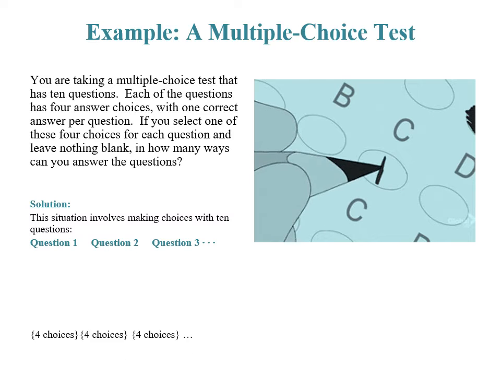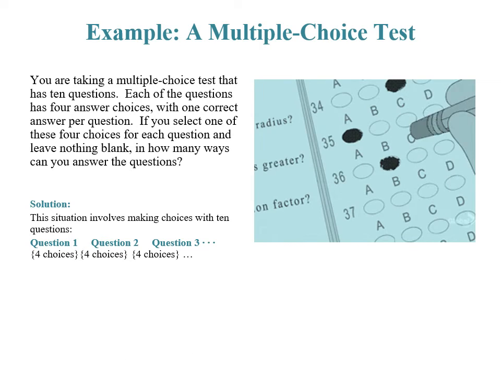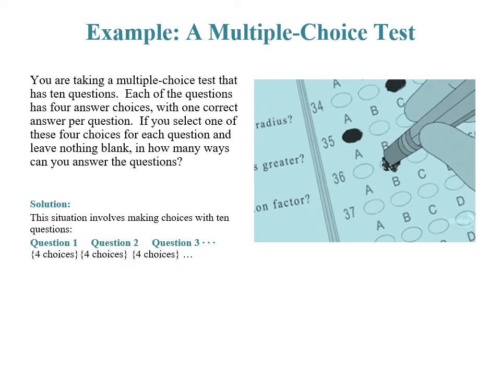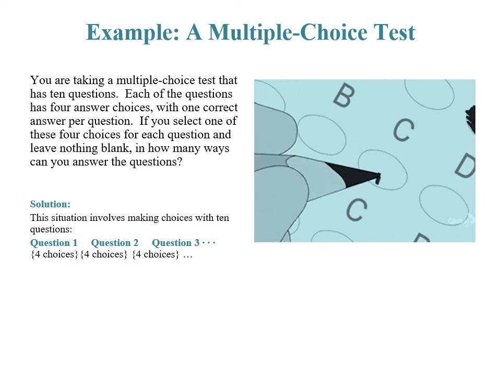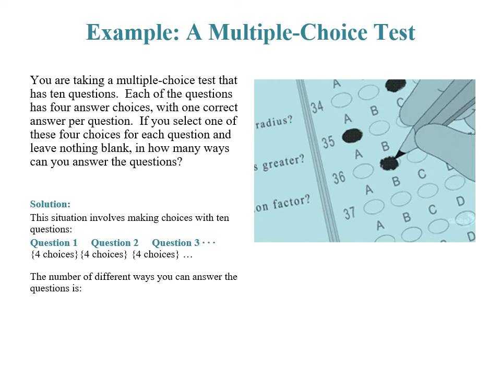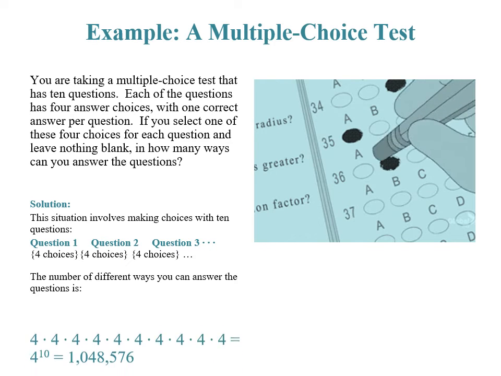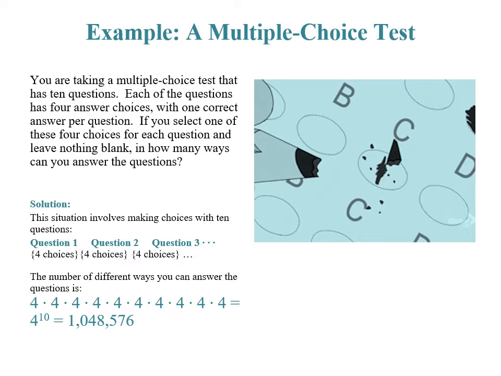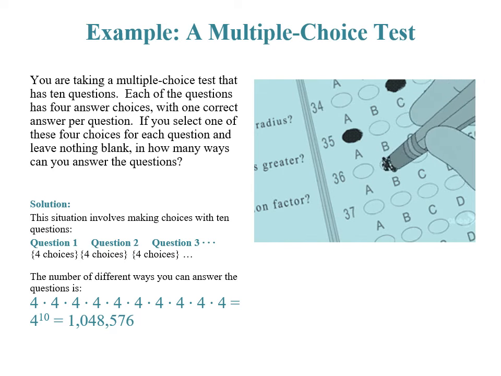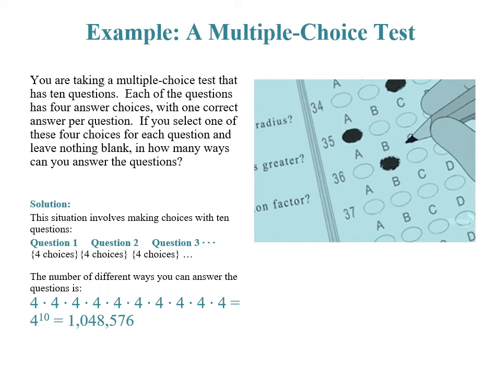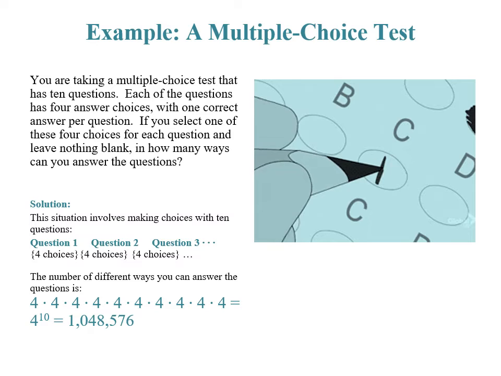Now, for question 1, we have 4 choices. For question 2, we have 4 choices. For question 3, we have 4 choices, etc. We have 10 questions with 4 choices each. Therefore, the number of different ways you can answer the questions is going to be 4 times 4 times 4 times 4, because we have only 4 choices for each question. And since we have 10 questions, that's 4 to the power 10, that's 1,048,576.